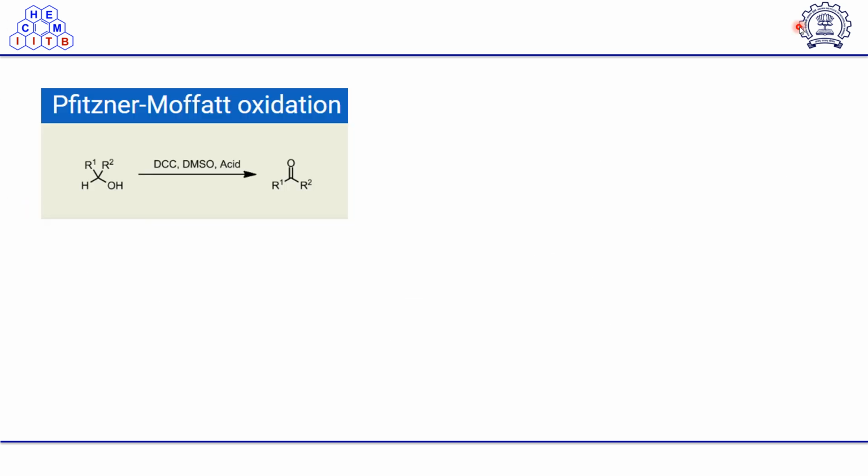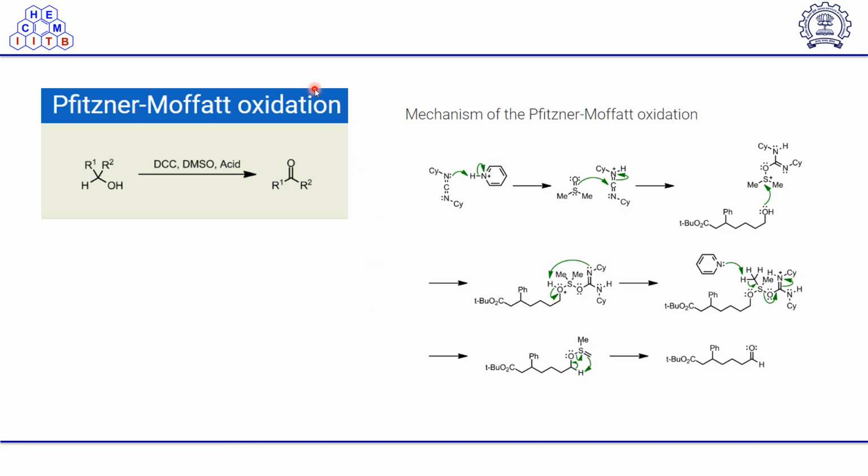Then the next reaction, which we already discussed previously also, is Pfitzner-Moffatt oxidation, where this alcohol is converted into the corresponding ketone by using DCC, DMSO, and acid. So this is the mechanism of this Pfitzner-Moffatt oxidation.